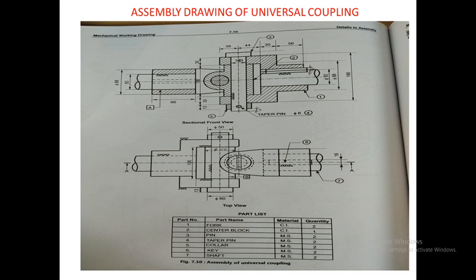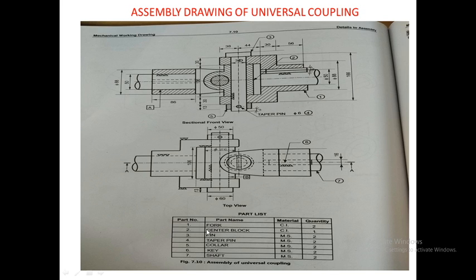So when we see the top view of this vertical fork, we will get this diagram, but for the horizontal fork we will get this type of view in the front view, because both the parts are identical, only their axis orientation is different. One is vertical and the second is horizontal.